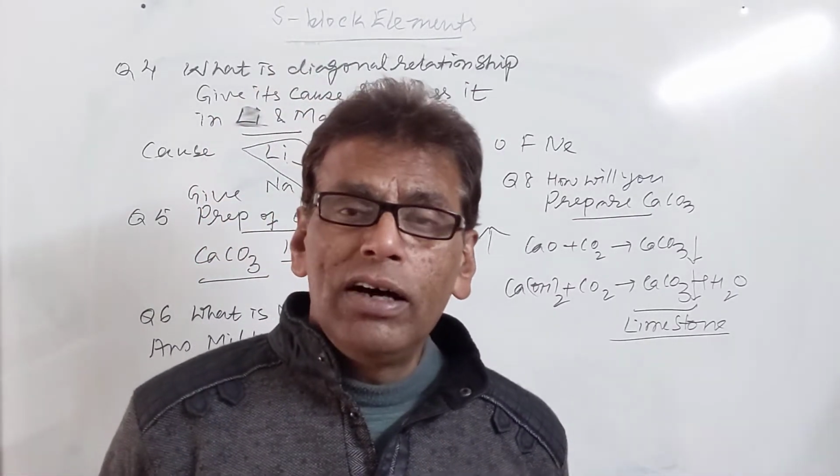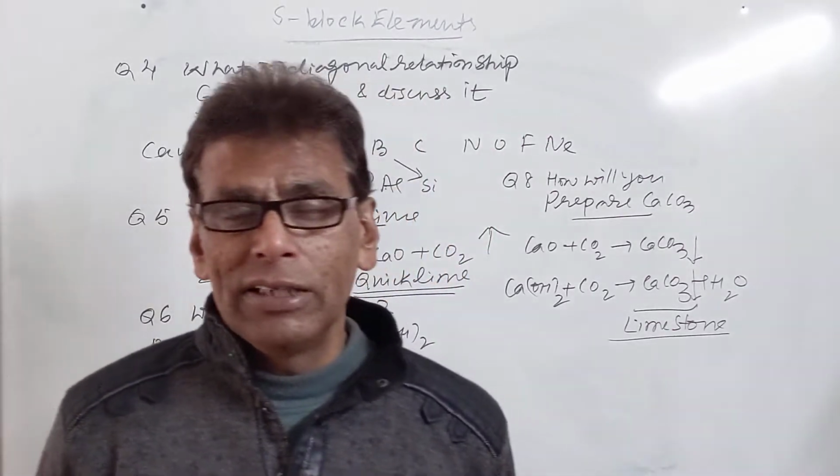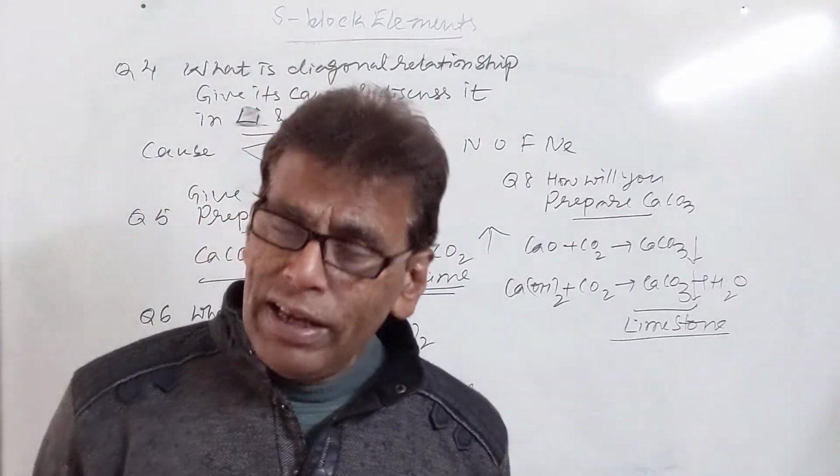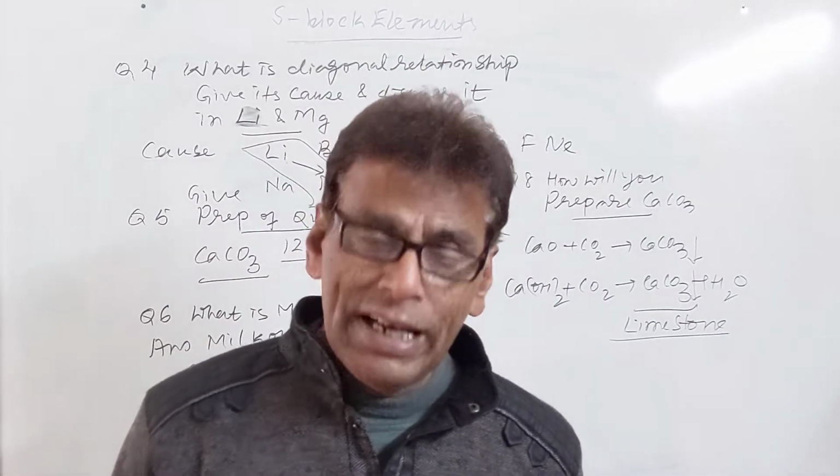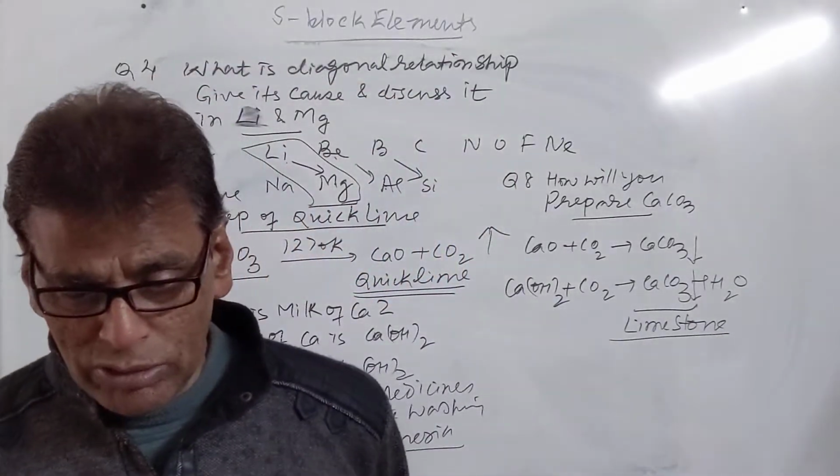While in the case of the sodium ion, the size of the sodium ion is quite large. They have less polarizing power. That's why the NaCl bond is not able to acquire covalent character.